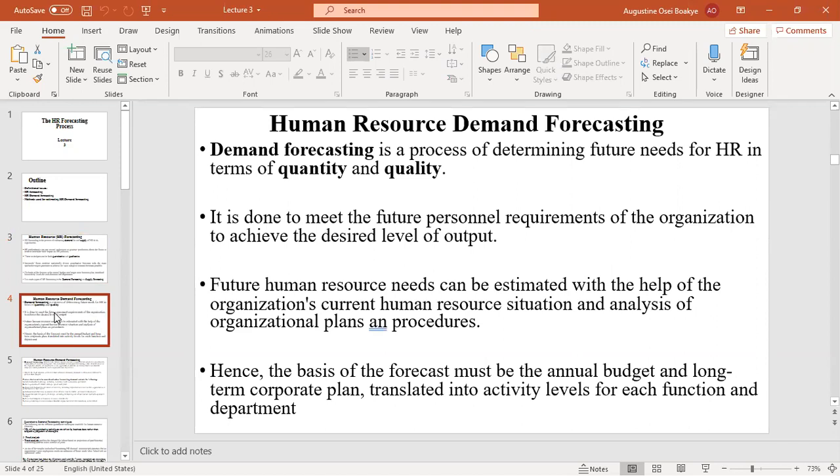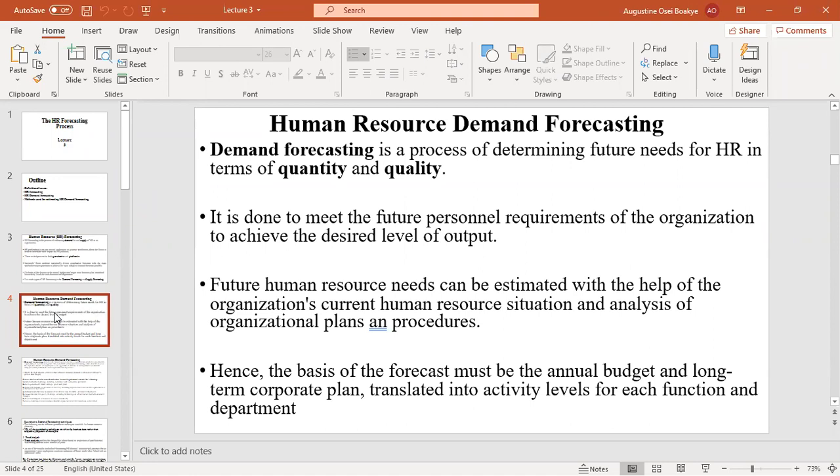Demand forecasting is primarily the process of determining the future need of human resources in terms of quantity and quality. So when the central tenet of human resource forecasting is to project how many employees we will need in future in order to be successful, and of these employees, what quantity and quality they should possess, then we are doing demand forecasting. Please, is that point clear?